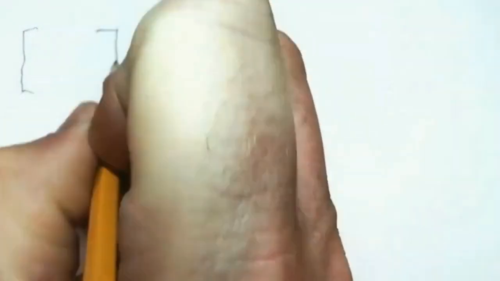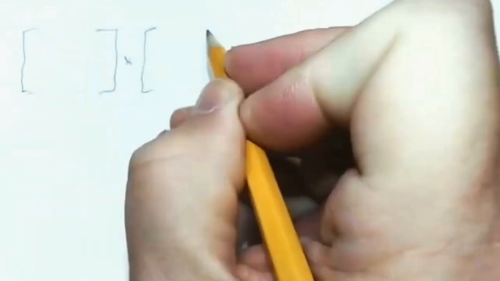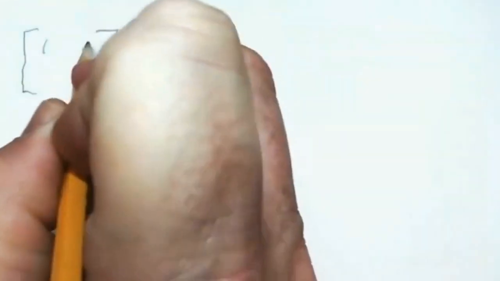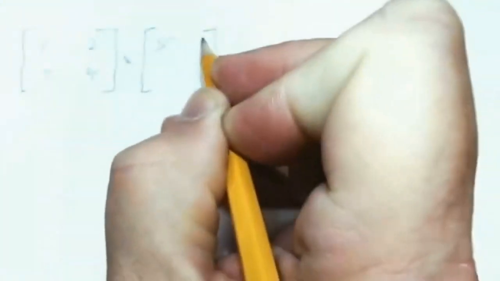So I'm going to take a sharpened pencil, and we're going to do another 2 by 2 just to reinforce what he told us about multiplying matrices together. And let's just do this as a 1, 2, 3, 4, and a 5, 6, 7, 8, just to make it simple.